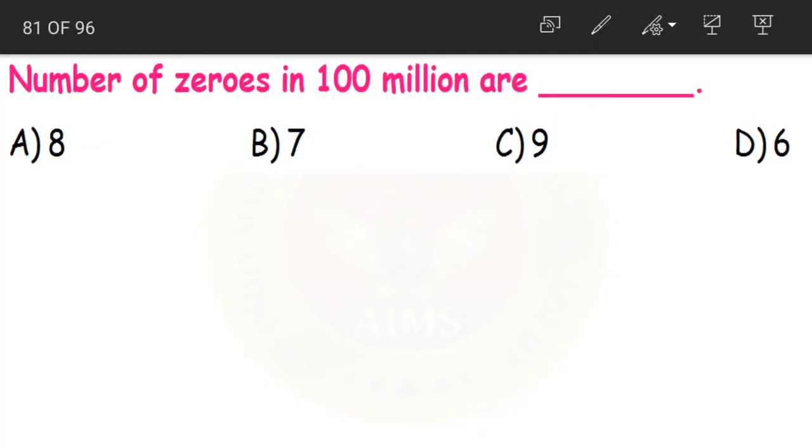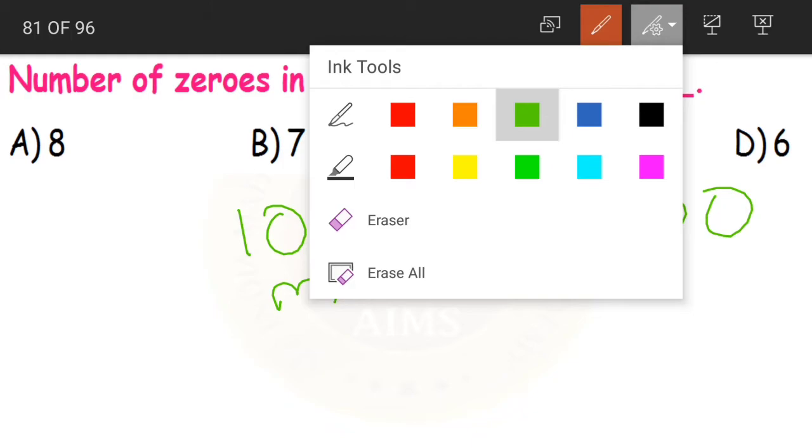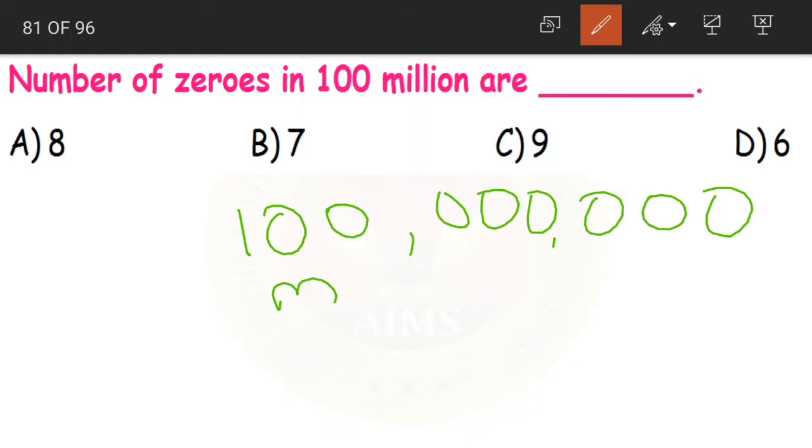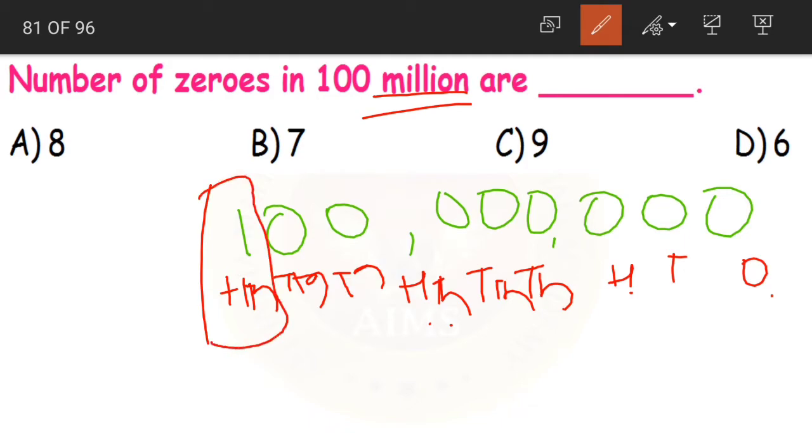Number of zeros in 100 million are dash. Now 100 is to be written in the millions period, and then all the other periods are filled with zeros. Or else, you can write the place values: ones, tens, hundreds, thousands, 10,000s, 100,000. Million is from the international system, so we are using the international places. Then we have millions, 10 millions and 100 millions. In the 100 millions place we have 1 and all the remaining places are filled with zeros. Now how many zeros are there?